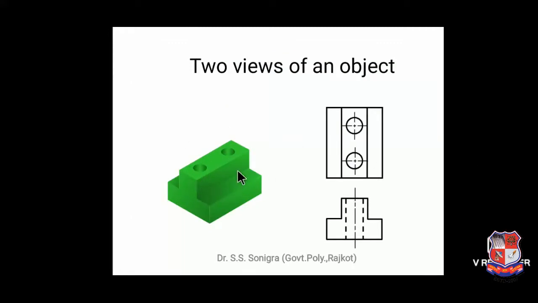This is an object and these are 2 views of this object. If you look from the front side, it will appear like this as a reverse T, and in top view, if you look from top, it will appear like this. Of course, we are looking from infinite distance, so we do not have to draw this plane in such a way. This plane will not be visible because it will coincide with these lines. And here this is top view, this is front view.